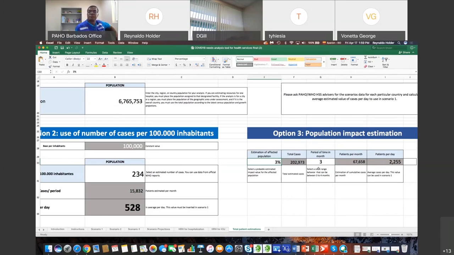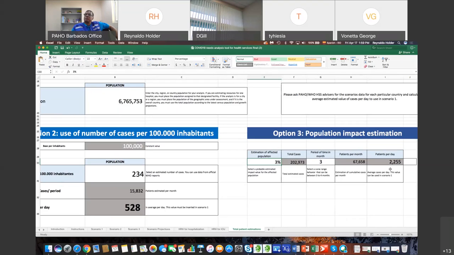So what this tells me is that on average, at this percentage, I would be seeing around 67,000 patients per month. Just be reminded that it's not really 67,000 every month. Usually the first month you'll have less, and then it goes growing, and the second month you might have even more than 67,000, and then it starts to come down. But that would give you an average of 2,255 patients per day in this example, okay?